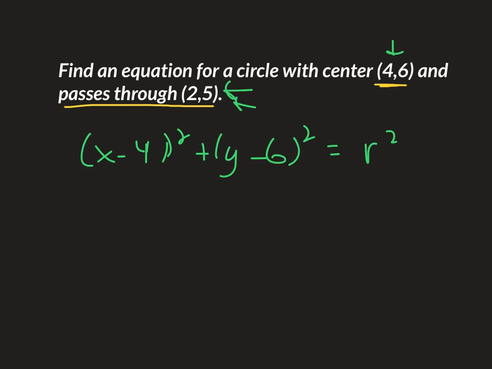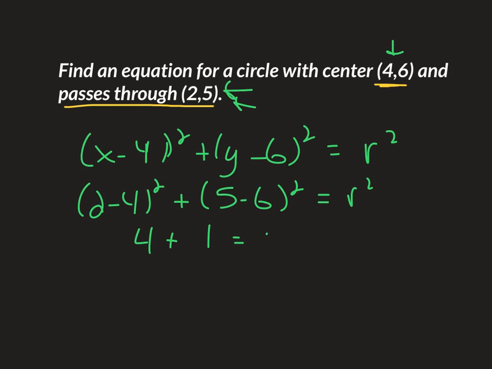I'm going to plug that point in because it works. It's on the circle, which means it works. So I'm going to put the 2 in for the x, right there. I'm going to put the 5 in for the y, right there. And whatever that equals is going to be r squared. Okay, 2 minus 4 is negative 2, squared is positive 4. 5 minus 6 is negative 1, squared, which is 1. That's r squared, which means r squared is 5.